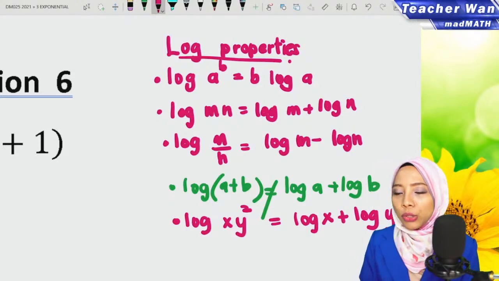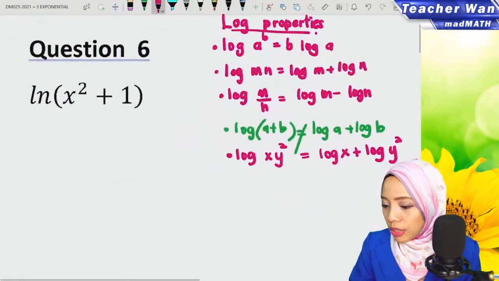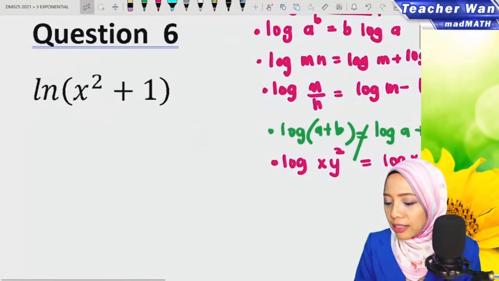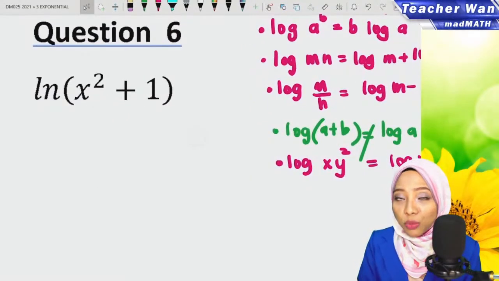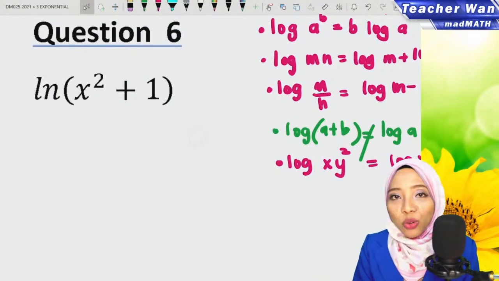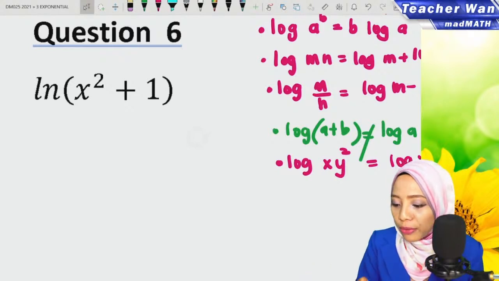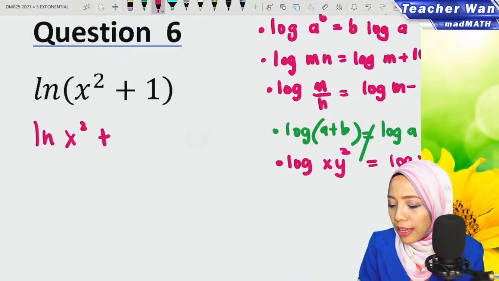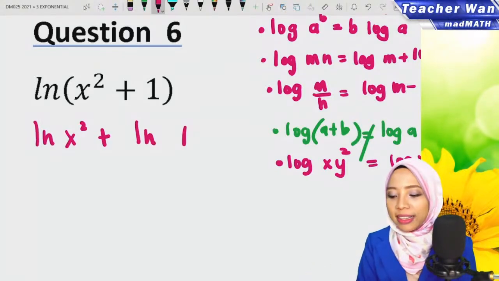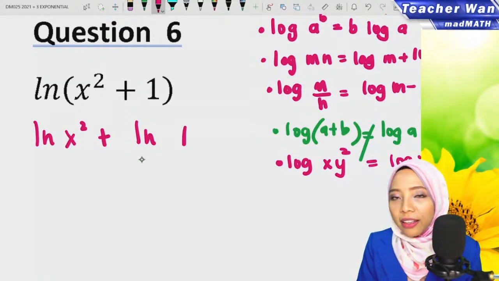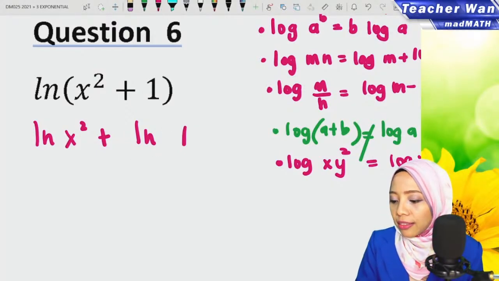Yeah, screenshot. Okay, so now question 6. ln of x square plus 1. If Madam doesn't remind you all, the green one, confirm many will write ln x square plus ln y. And then differentiate, tak boleh, tak boleh.